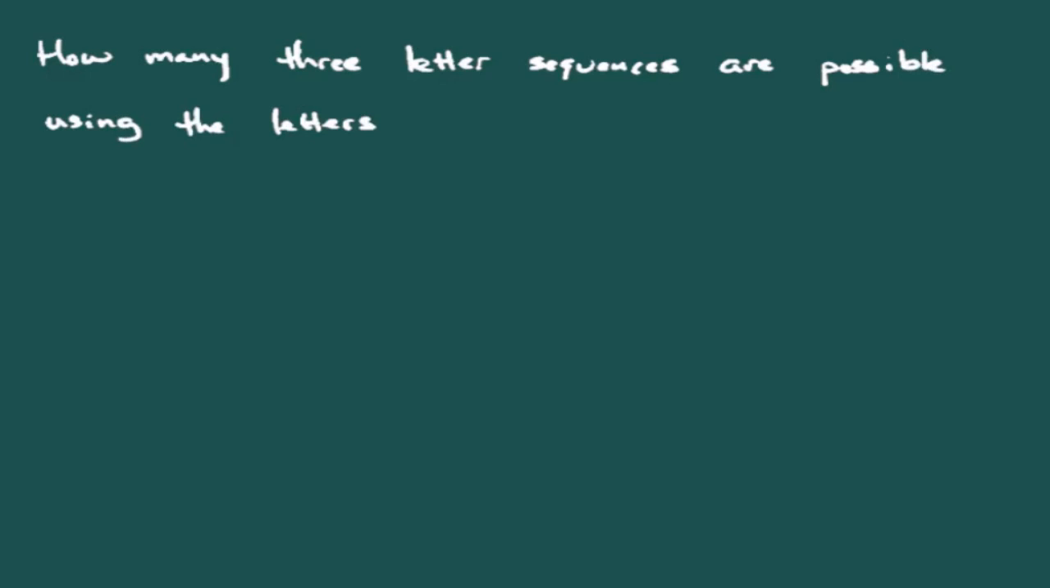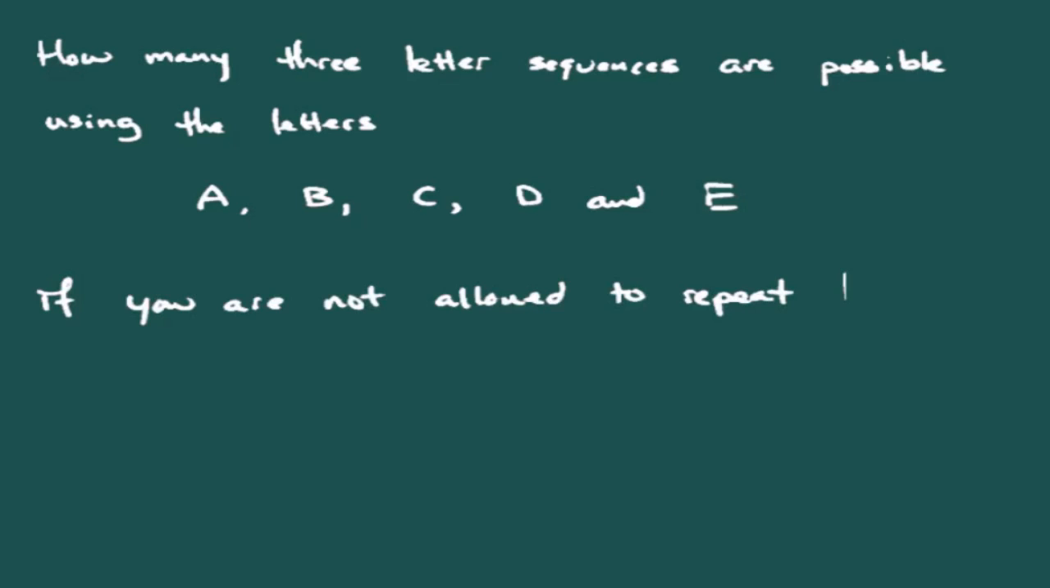Another case where we would use the fundamental counting principle is writing out words or letter sequences. So another question might be, how many 3-letter sequences are possible using the letters A, B, C, D, and E if you are not allowed to repeat any letters? So the setup is pretty much the same. We have 3 different choices. We have the first letter, the second letter, and the third letter.